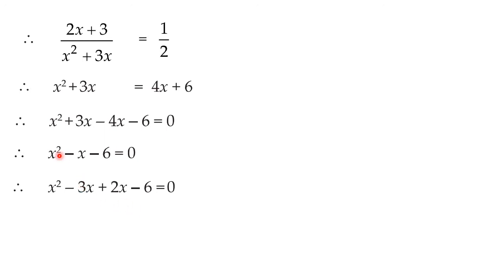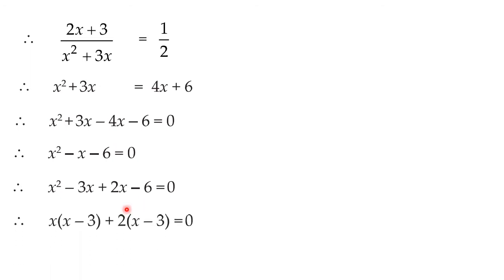So the first term x square as it is, then minus x is written as minus 3x plus 2x, because 3 twos are 6 and 3 minus 2 is 1, and the last term minus 6 as it is. And then don't forget to write down equal to 0. So we have split the middle term. Now group it and take out the common. Here we can see x is common and here we can see plus 2 is common.